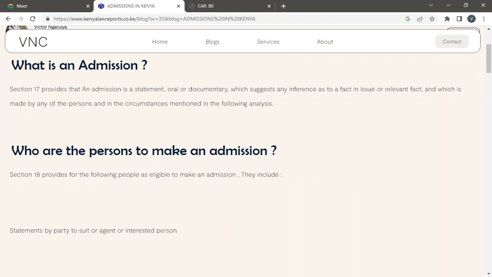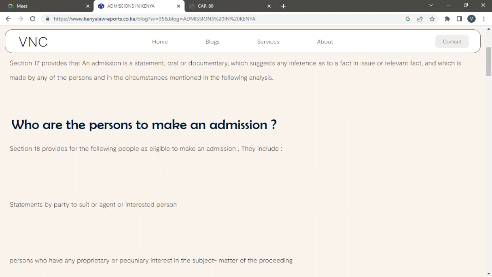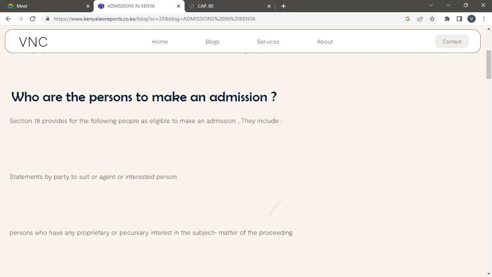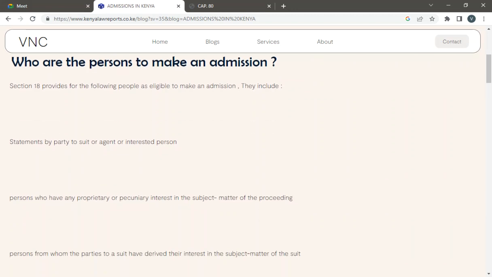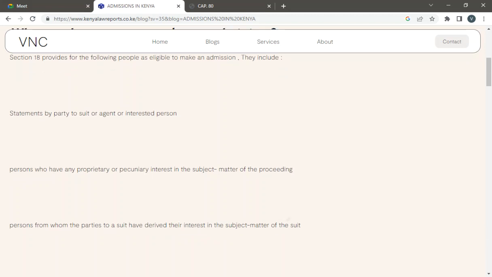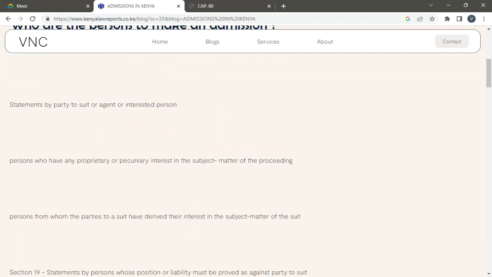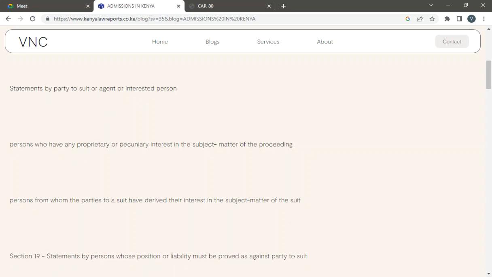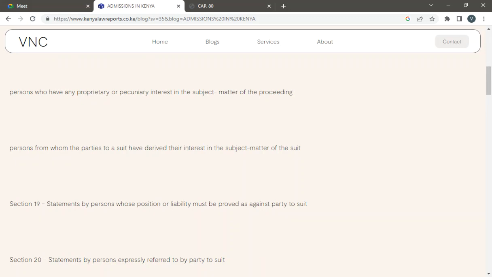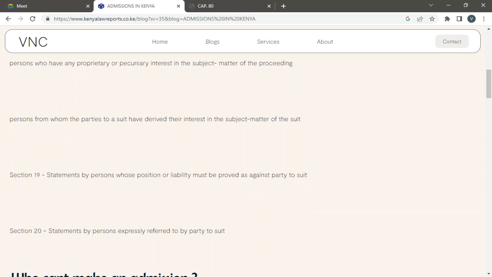Then the next question you should ask yourself is, who are the persons eligible to make an admission? So section 18 provides for the following people as eligible to make an admission, and they include, number one, statements by a party to a suit or agent or interested person when it comes to a suit or matter before the court, they are eligible to make an admission. Persons who have any proprietary or pecuniary interest in the subject matter of the proceeding can also make an admission. Persons from whom the parties to a suit have derived their interest in the subject matter of the suit are also eligible to make an admission.